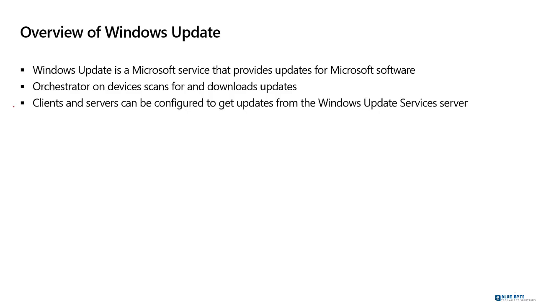A term that's pretty common in Microsoft is Windows Update. Windows Update is a Microsoft service that provides updates for Microsoft software. Now, you may be most familiar with this from your home computer. You have updates that get installed on your home computer. They use Windows Update to do that. So, no different than your home computer, computers at work have to receive the same updates you put on your home computer.